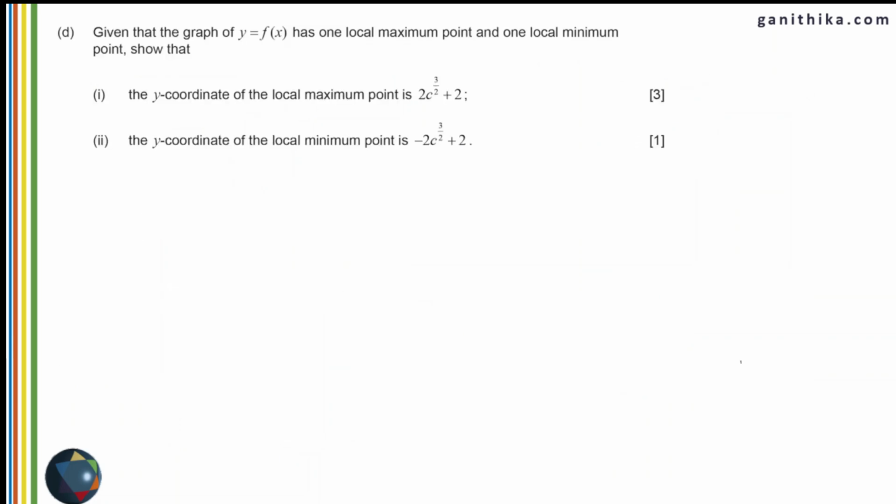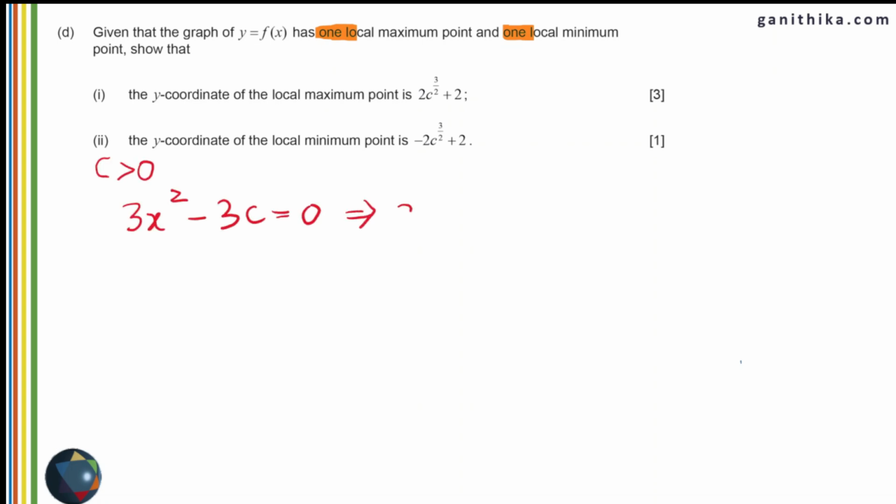This question is asking you to find the y coordinates of the local maximum and local minimum point, given that it has one local maximum and one local minimum point. So what does this mean? In the previous question, you know that one local maximum and one local minimum is obtained only when c is positive, right? So when c is positive, you are supposed to find the y coordinates of each of them. So one local maximum and one local minimum point when c is positive.